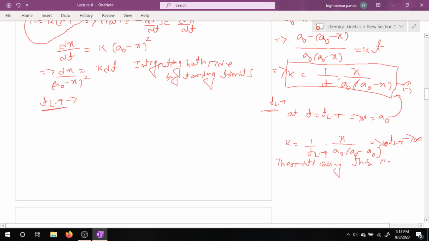So theoretically this reaction also never gets completed. So the theoretical lifetime of a second order reaction is infinite. Next, come to the half-life of a second order reaction.